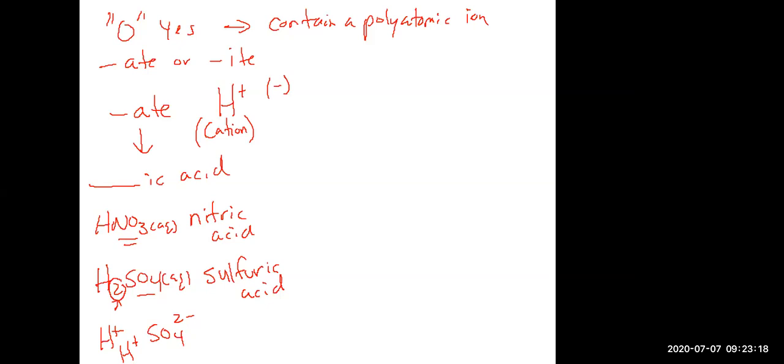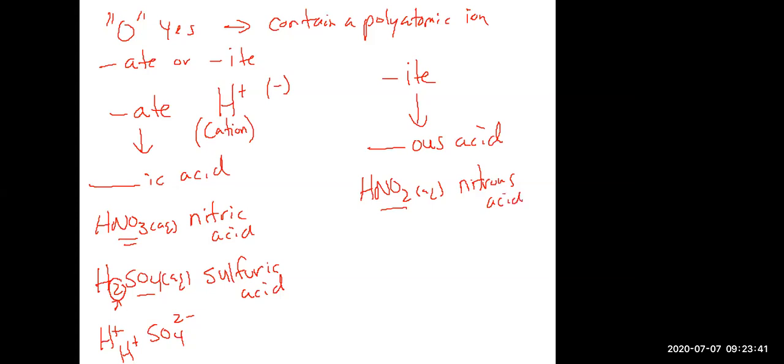Now, if your polyatomic ion does contain oxygen and ends in ite, your acid will be something-ous acid. So HNO2. NO2 is nitrite, ite. This becomes nitrous acid. H2SO3. SO3 is SO3 2 minus, which is sulfite. This becomes sulfurous acid.